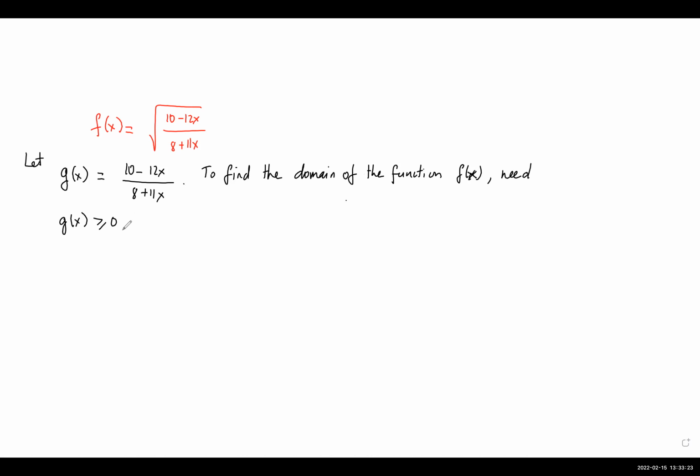Then we let (10 minus 12x) over (8 plus 11x) be greater or equal to 0. Now we need to make a sign table in order to solve this inequality. So let's review the steps on how to solve this inequality. First, we need to find the 0 for the top and the bottom separately.